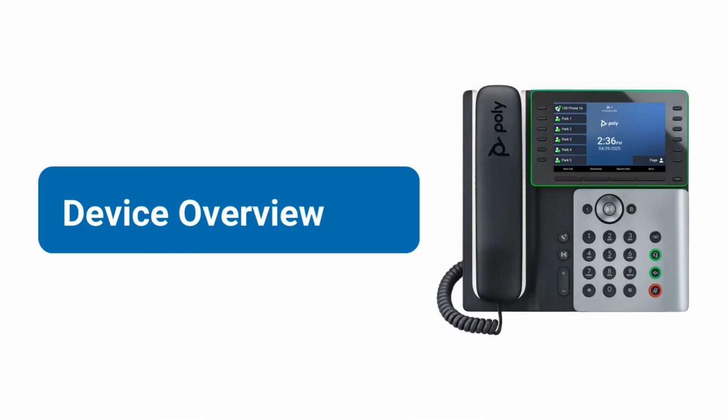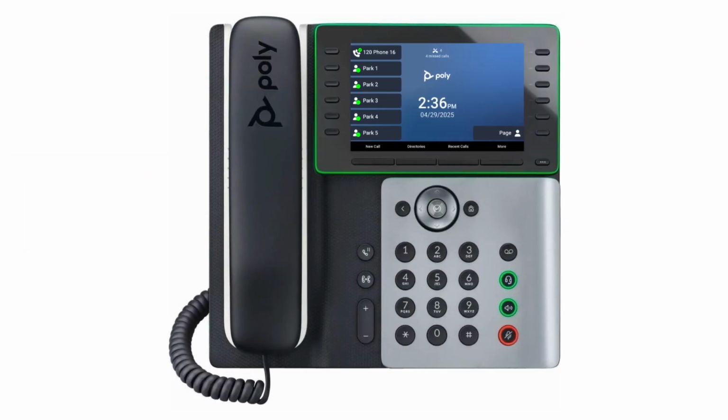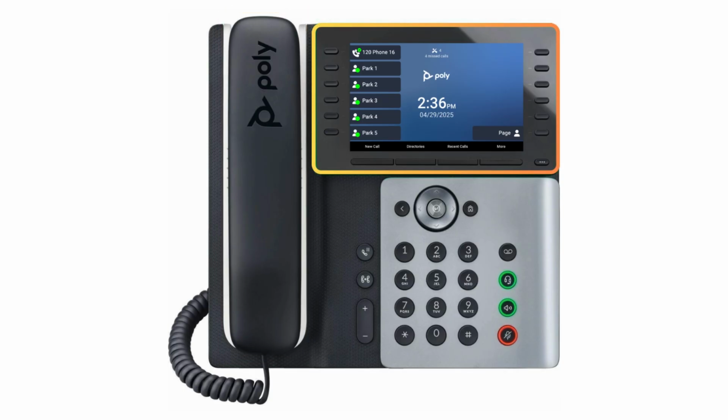Device Overview. Let's take a moment to look at the phone's layout and where everything's located. On the left is your handset, and on the right is your display screen and keypad. You'll notice a few more buttons that help you jump straight into useful features, like your navigational arrow keys, voicemail, headset, speakerphone, physical mute, and hold and transfer buttons.